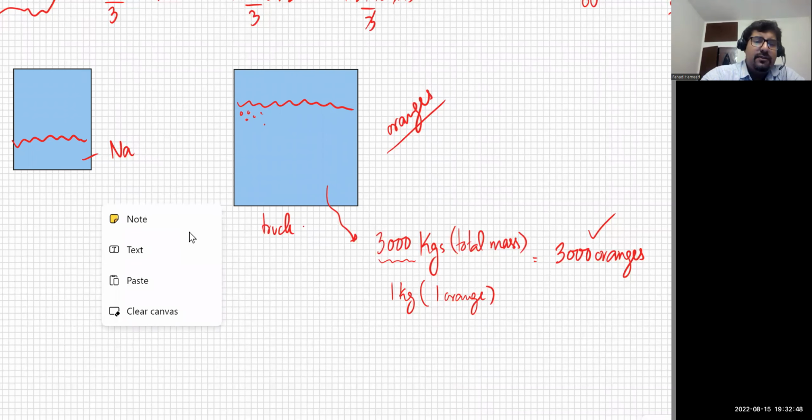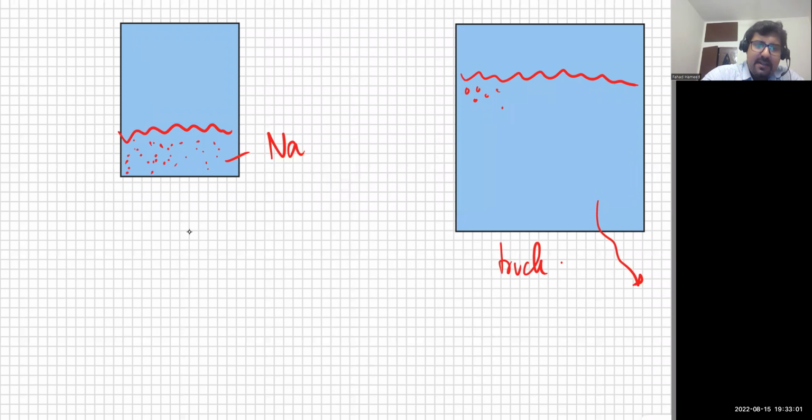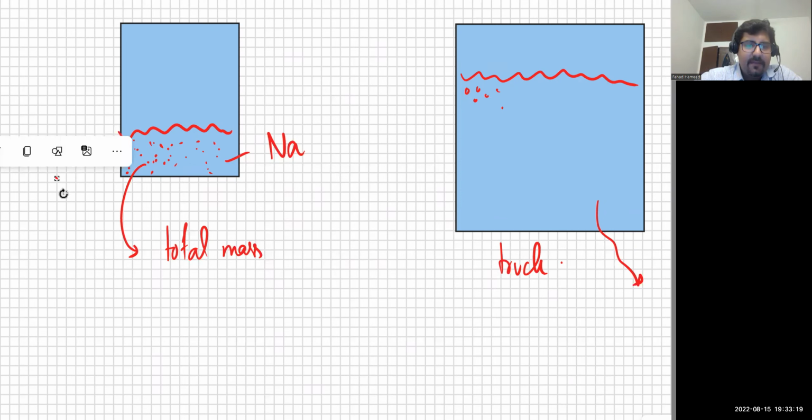So I use kind of the same strategy when I count atoms. They're so tiny and there are so many of them. You pick a piece of sodium and it's got billions and trillions of atoms. So how do I count those atoms? What I do is I take the total mass, and I pick this one very tiny atom, and I measure the mass of that tiny atom.